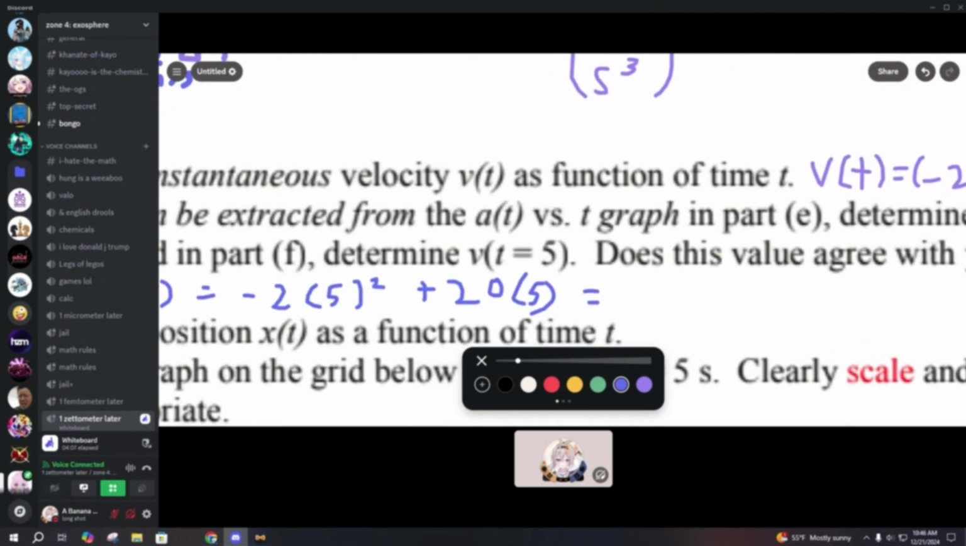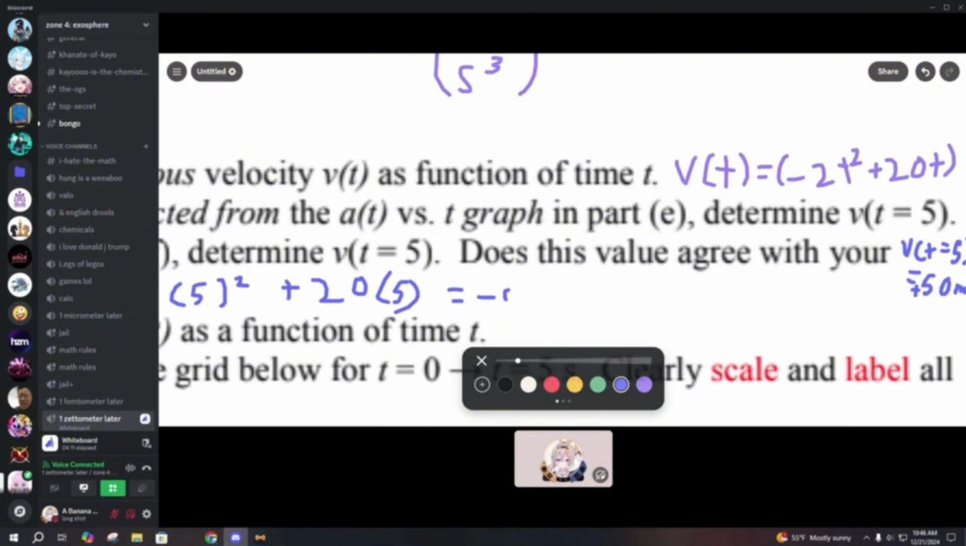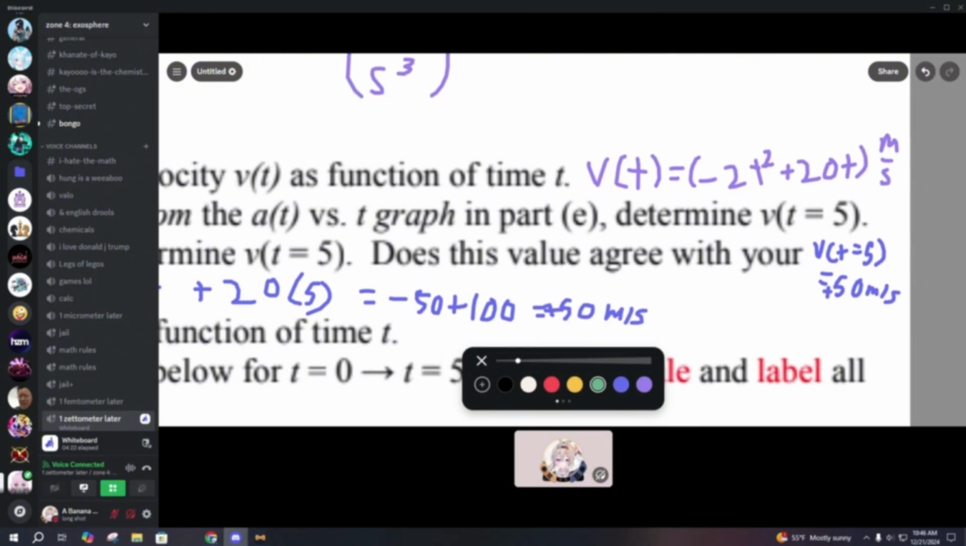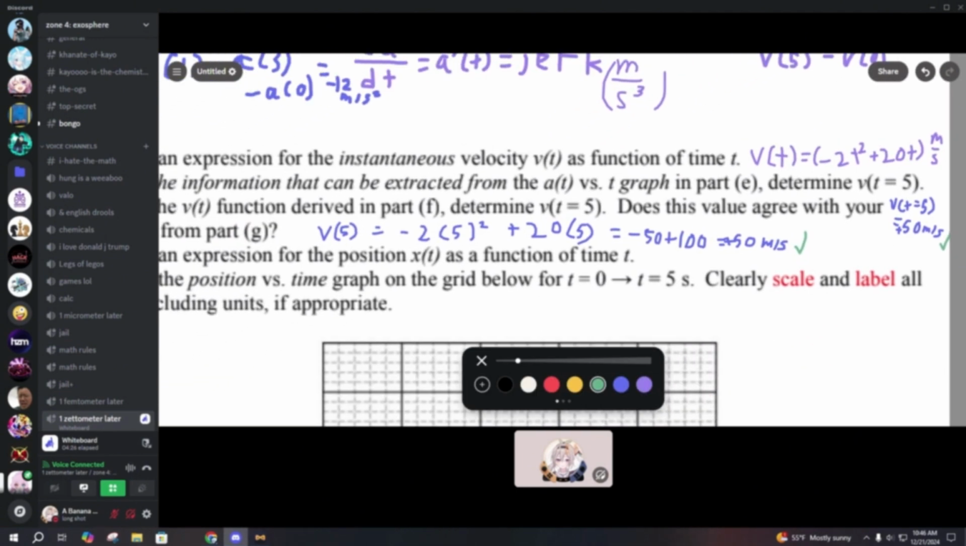Well, that's going to be 5 squared, 25, negative 2 times 25, negative 50, plus 100, negative 50 plus 100, it's going to be equal to 50, again, meters per second, and it's going to be positive. So, yeah, it checks out. They agree with each other.